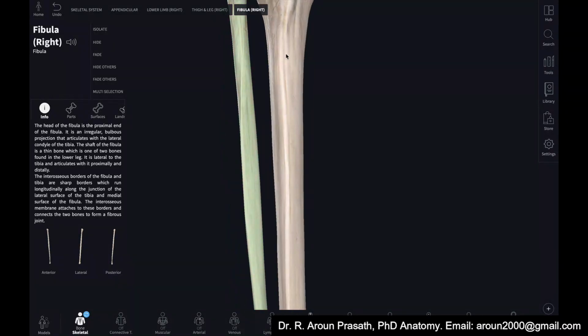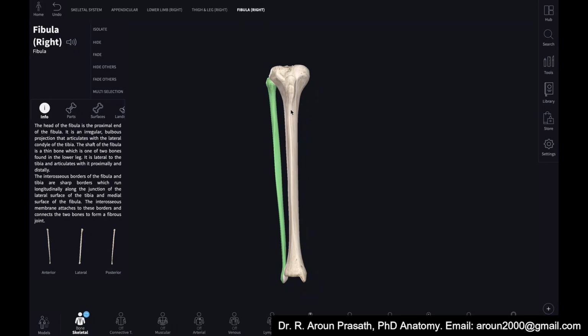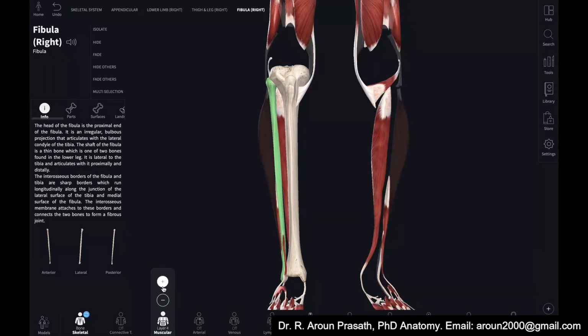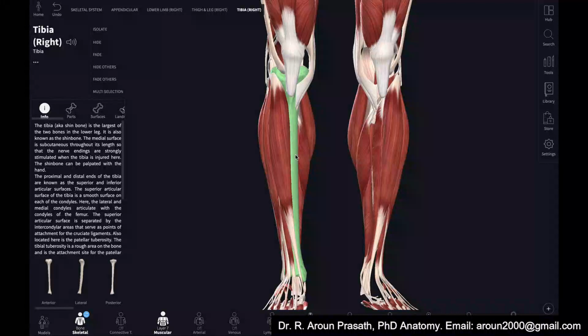Okay, and this prominence in the anterior aspect of the tibial shaft is called the tibial shin. The problem with this is, there are no muscles on the tibial shin. You see, only the skin is present.